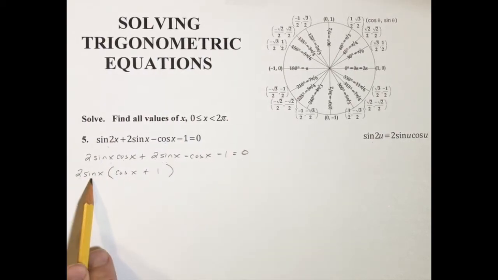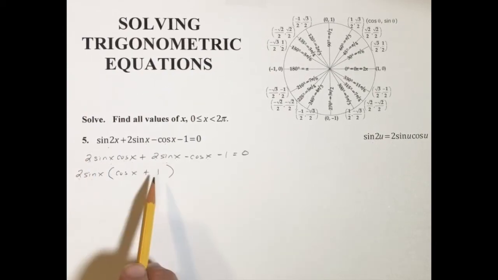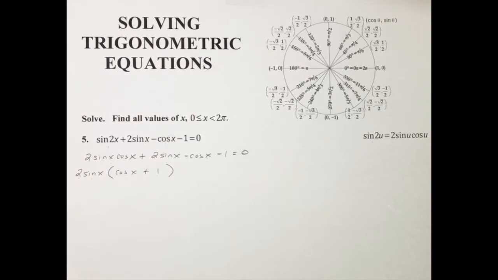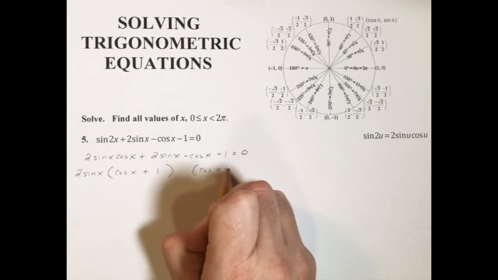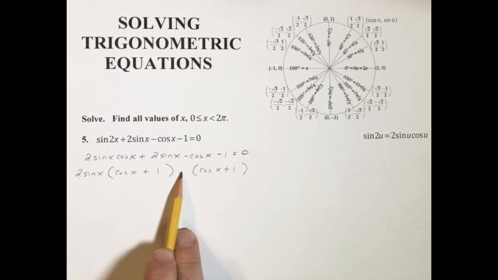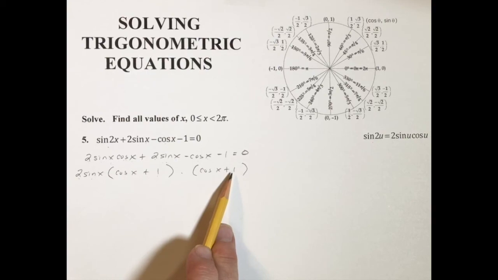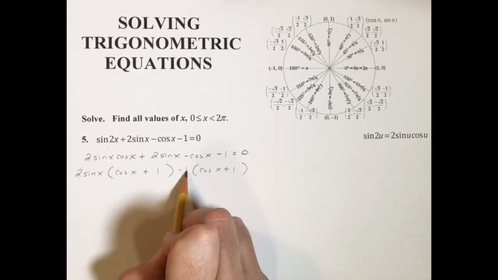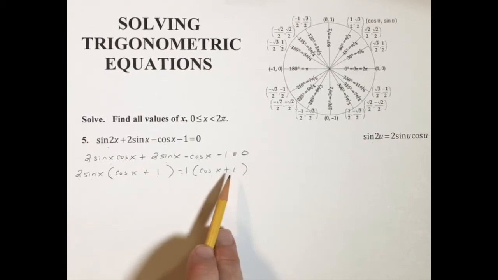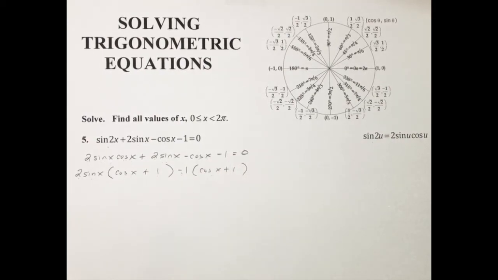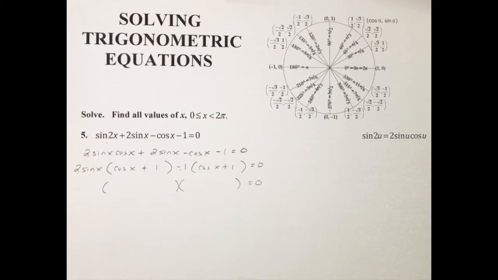Here, watch. 2 sine x times cosine x is 2 sine x cosine x, and 2 sine x times 1 is 2 sine x. Now, it's been a little while, but recall when we use factor by grouping, we need to duplicate this cosine x plus 1 again. Is there something we can multiply times cosine x and positive 1? Oh yes, negative 1. Negative 1 times cosine x is the negative cosine x, and negative 1 times the positive 1 is negative 1.